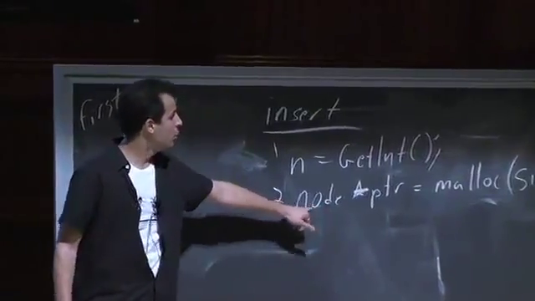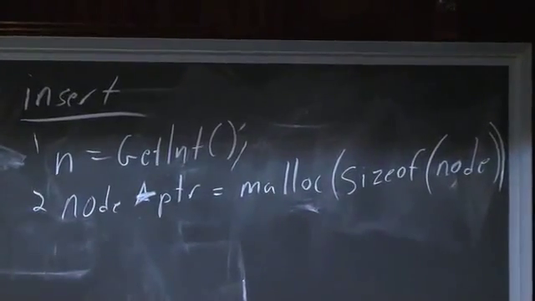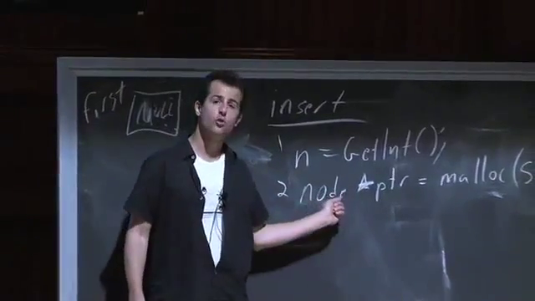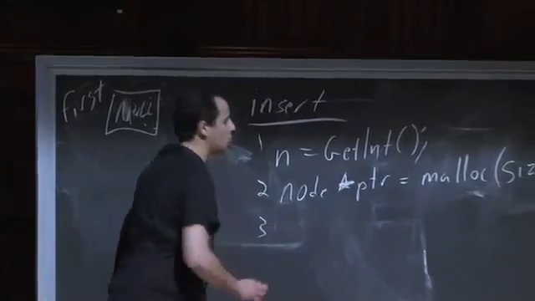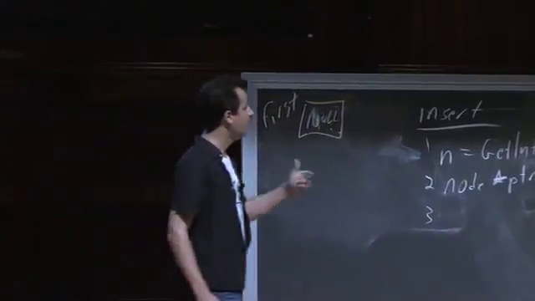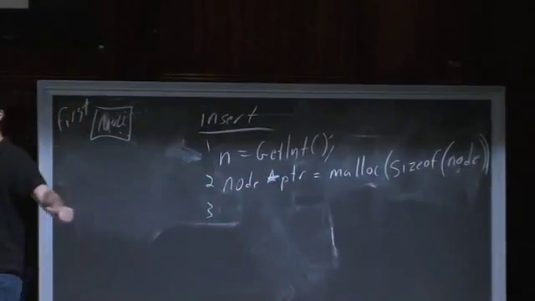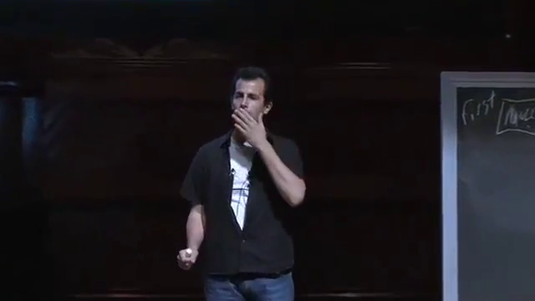So the fact that we're saying node star pointer means that the memory I'm getting back, even though it's just a generic address, I'm going to proceed to treat as though it's the address of a node struct in memory. So now what do I do as step 3 most likely? I've now got n in an int. I've got an address of a chunk of memory that I can use for a node now. What do I need to do as the next step to create the beginning of this linked list structure?